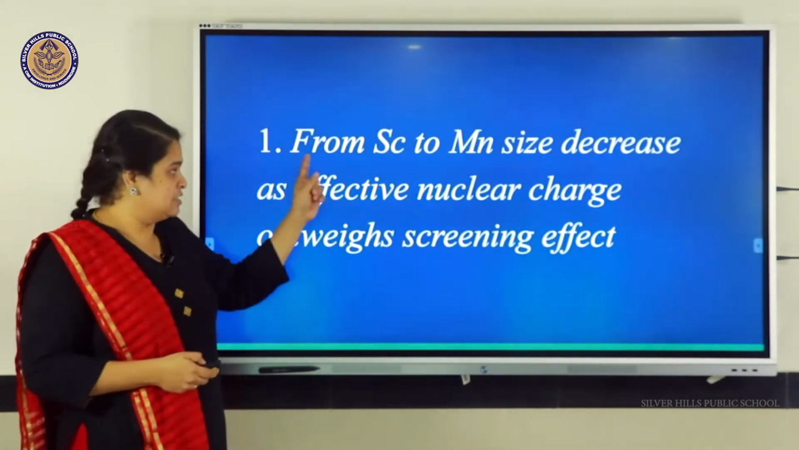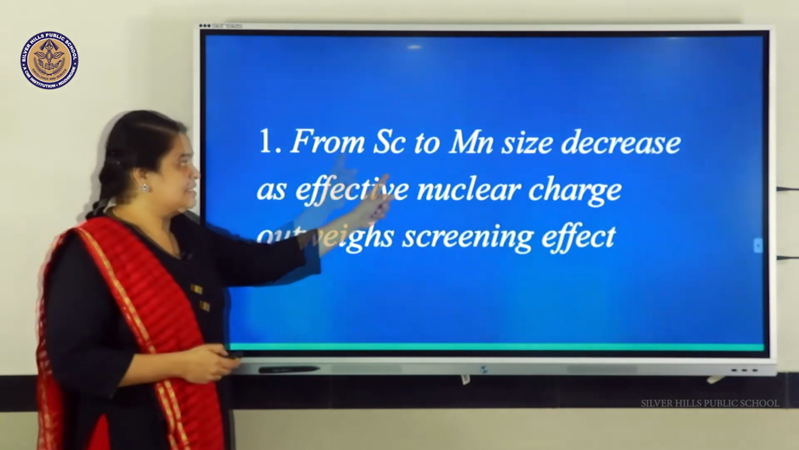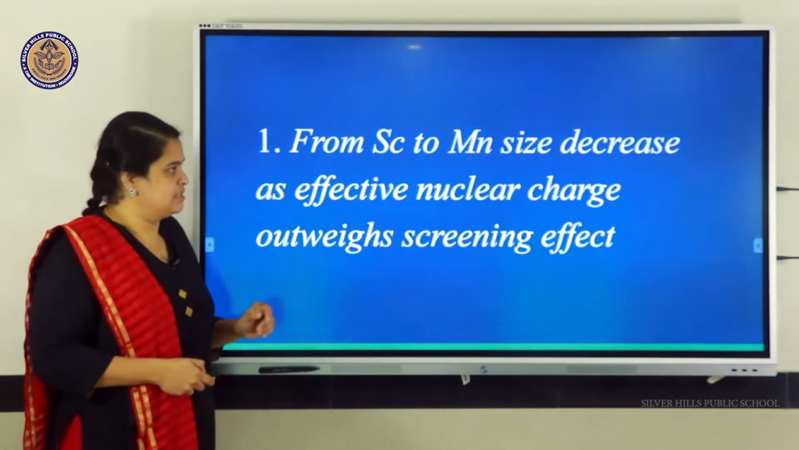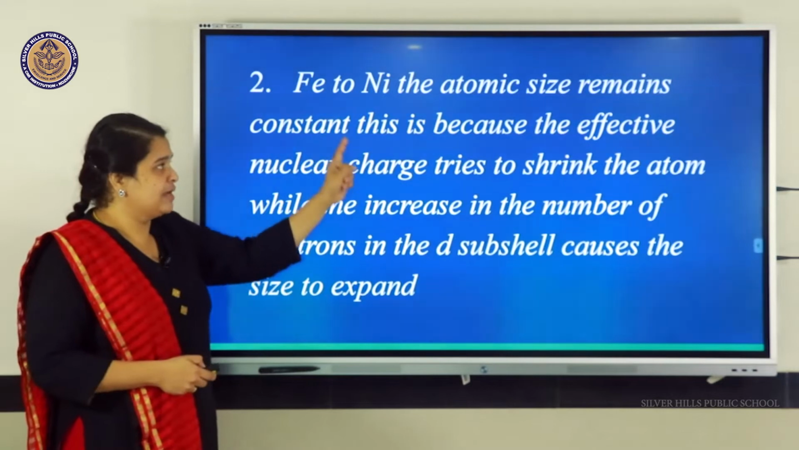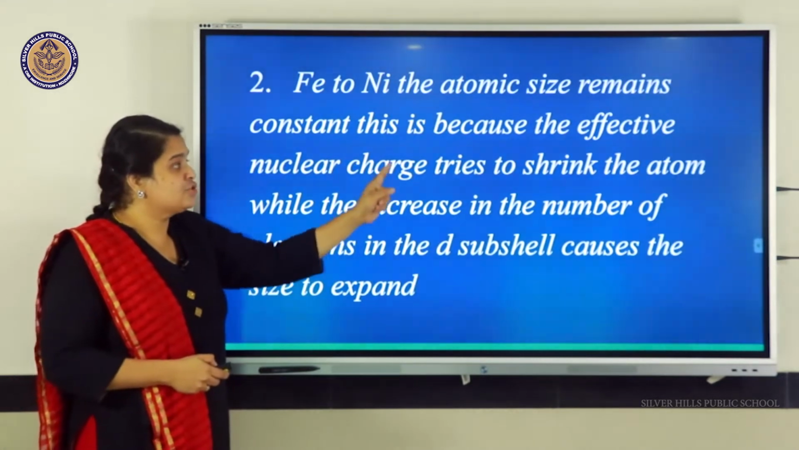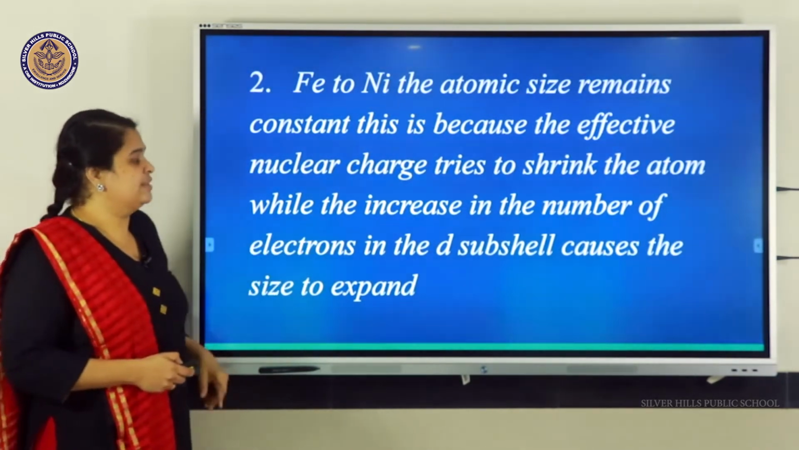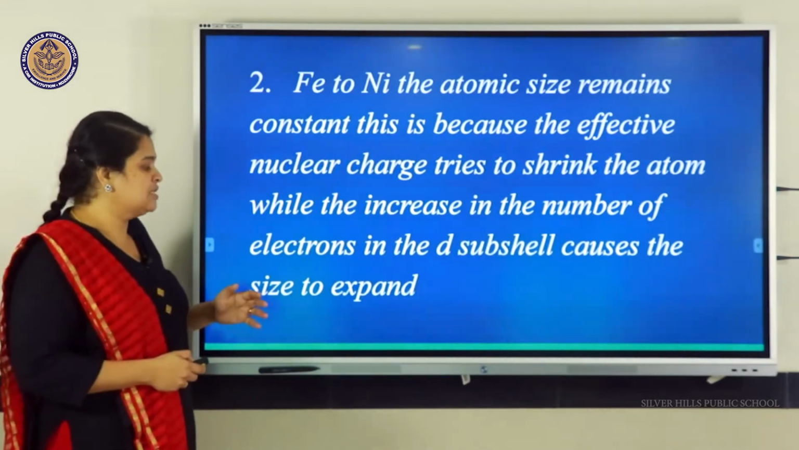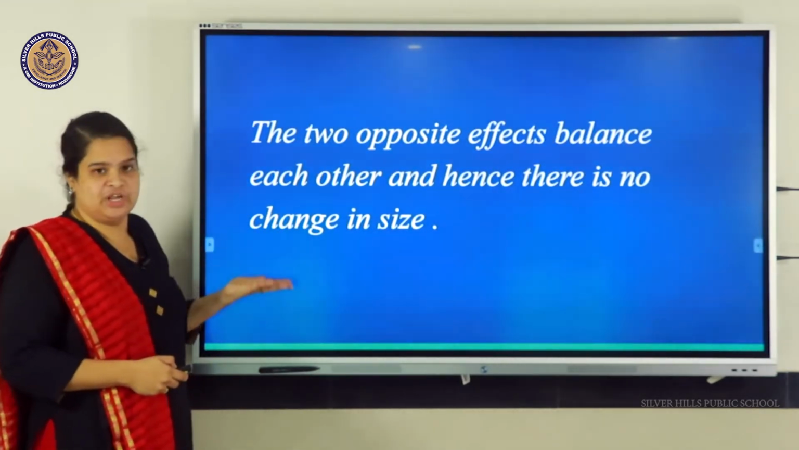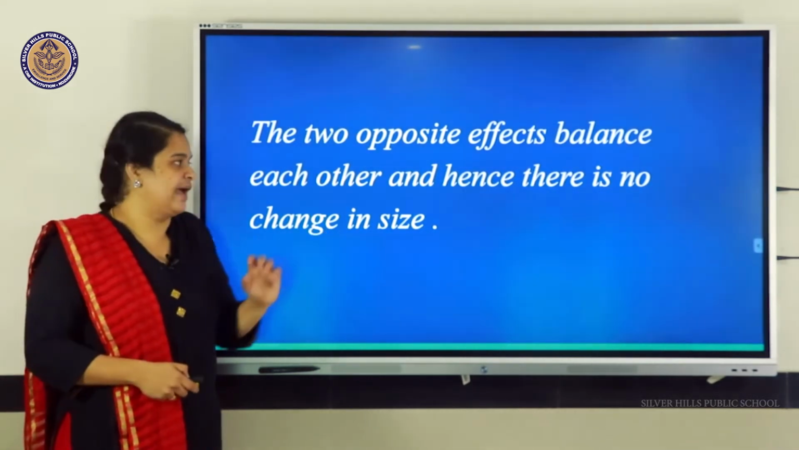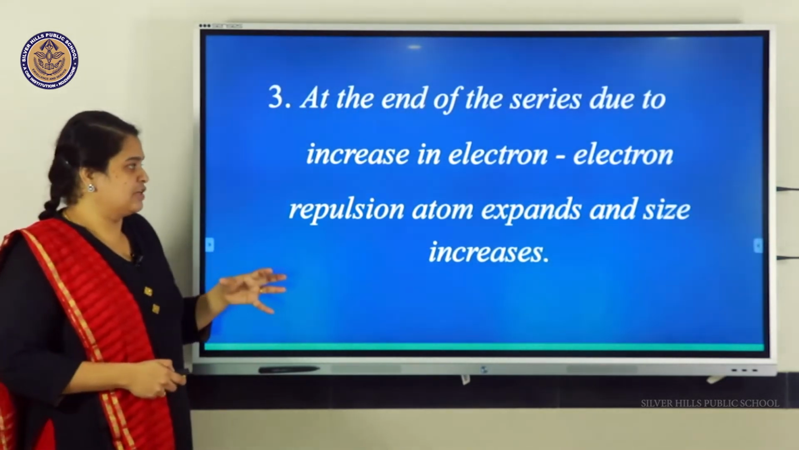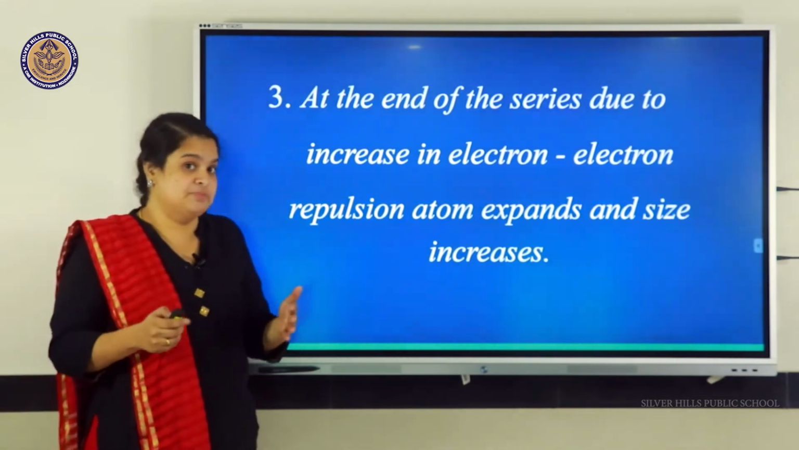The first point has been explained and written here, that is from scandium to Mn, the size decreases as the effective nuclear charge outweighs the screening effect. Second point, from Fe to nickel, the atomic size remains constant. This is because the effective nuclear charge tries to shrink the atom, while the increase in the number of electrons in the d subshell causes the size to expand. And the two opposite forces balance each other. That is why it is having a constant size. But at the end of the series, you see there is an increase in electron repulsion, which makes the atom expand.